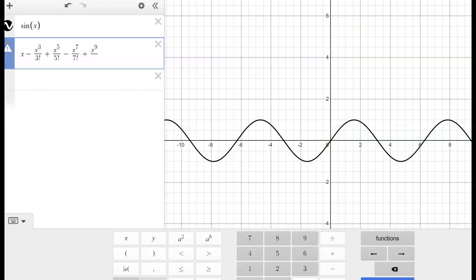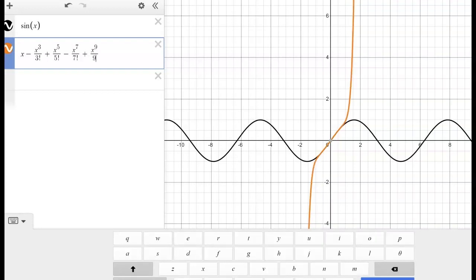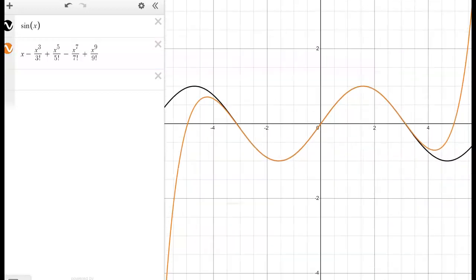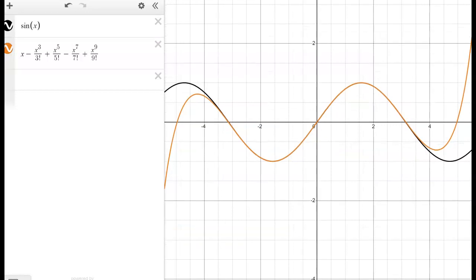Divided by 9 factorial. You get the idea. As you keep adding more and more terms, your expansion is going to keep wrapping itself around the sine function. Centered at 0, you can see these two are identical within a certain interval.